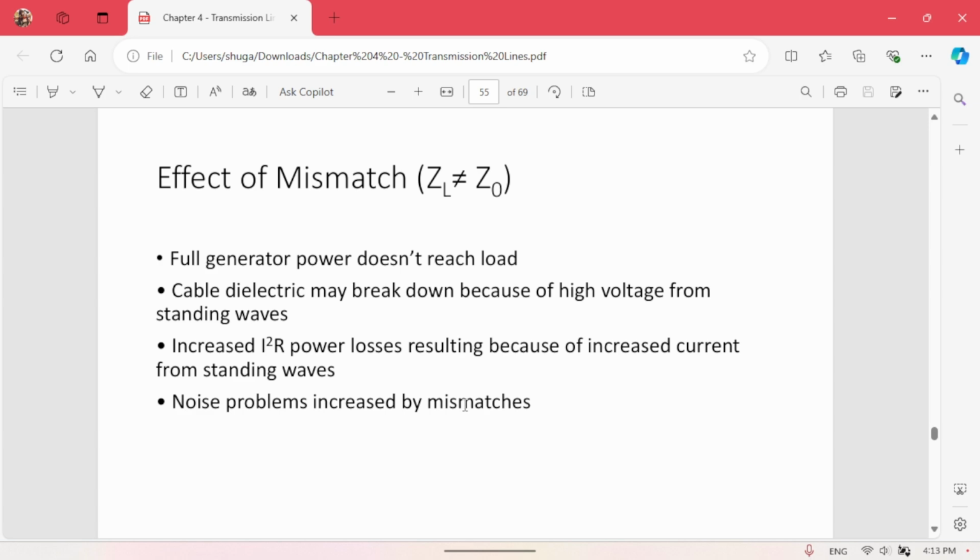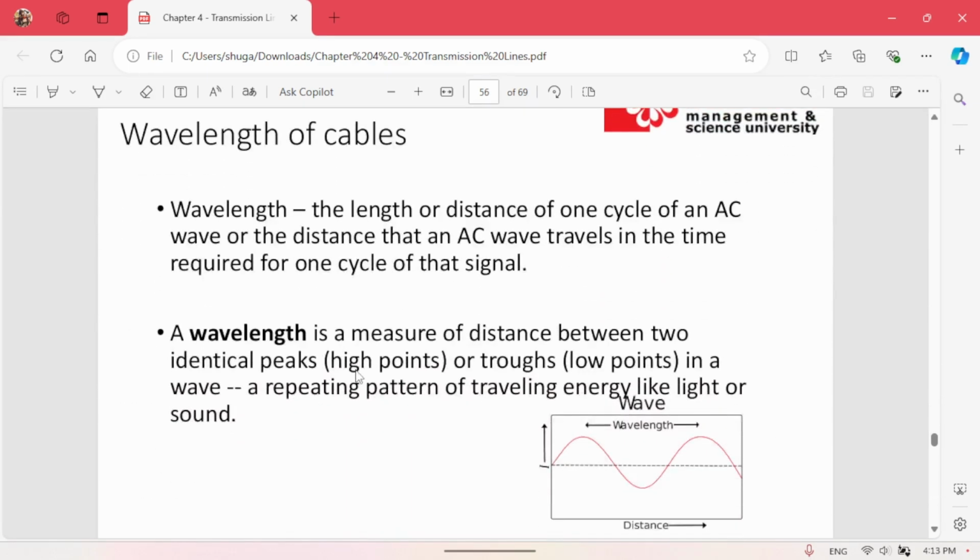Okay, and wavelength of cable: the length or distance of one cycle of an AC wave, or the distance that an AC wave travels in the time required for one cycle of that signal. And a wave is measured from the distance between two identical peaks, high points, as you can see, through the lower points in a wave, a repeating pattern of traveling energy like light or sound.